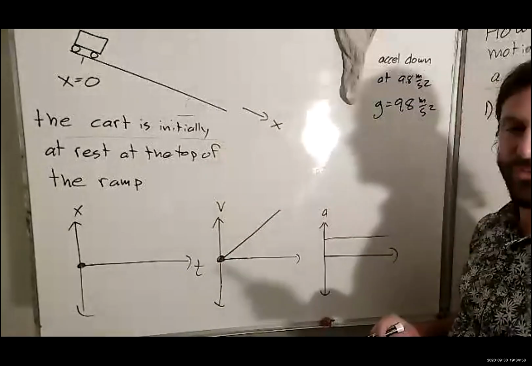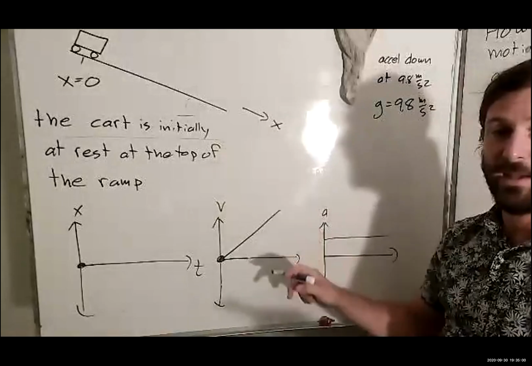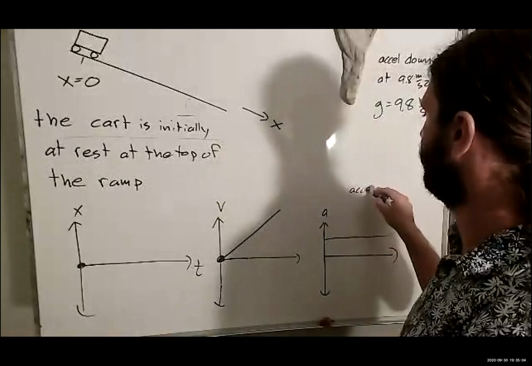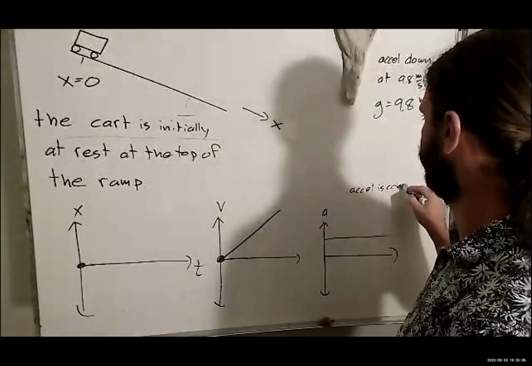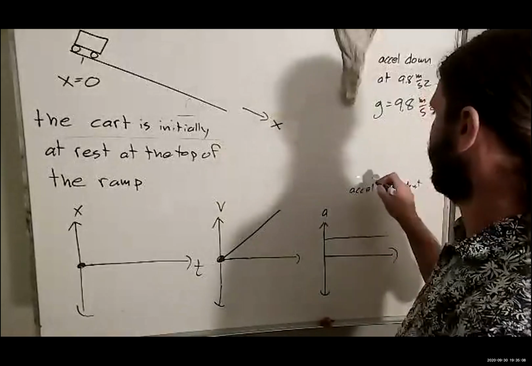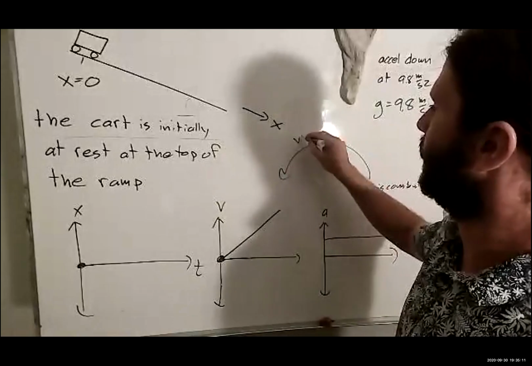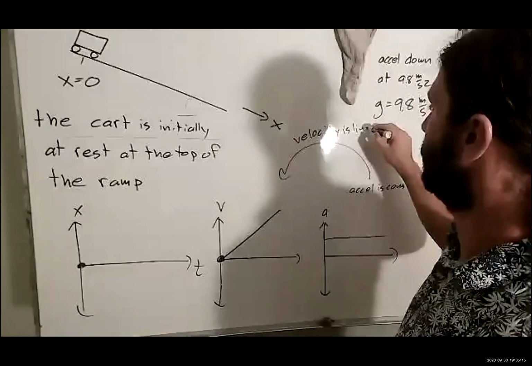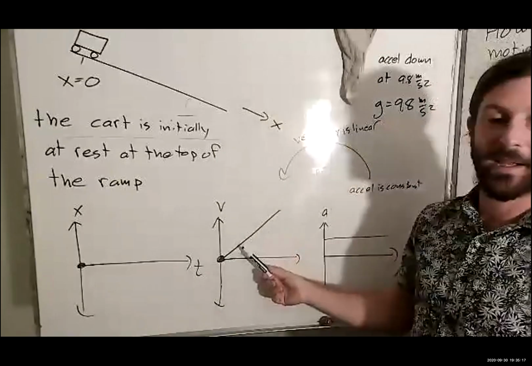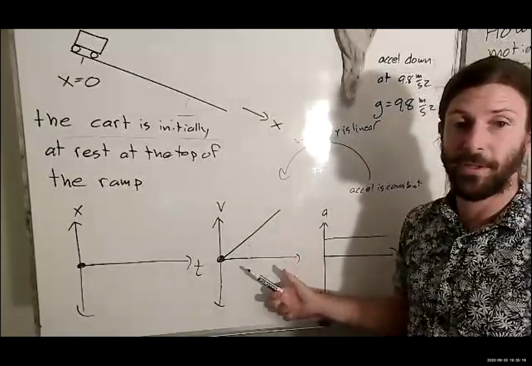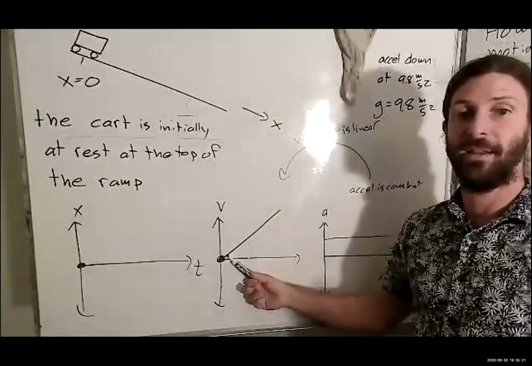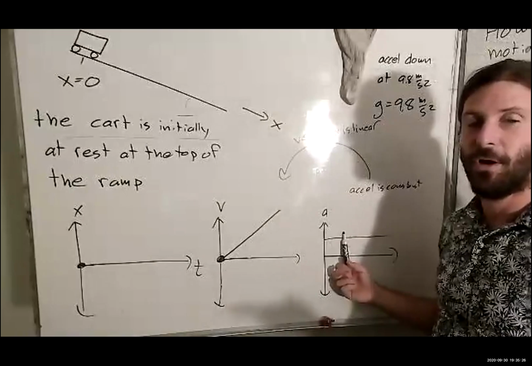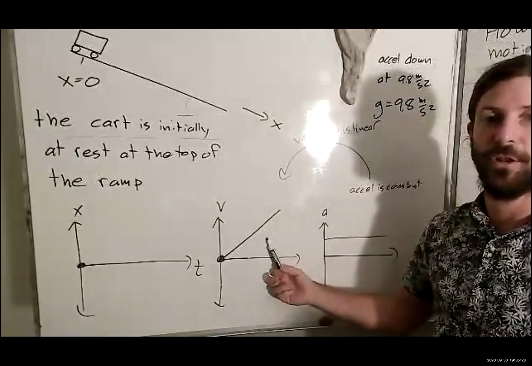And why is it constant instead of concave up? If acceleration is constant, velocity is a line, is linear, right? And that's because of those two properties. The slope of velocity has to equal acceleration. This is a constant, so this has to have a constant slope.